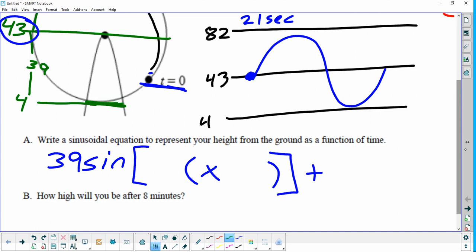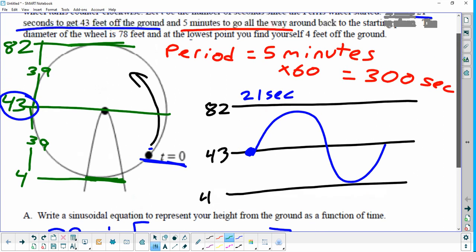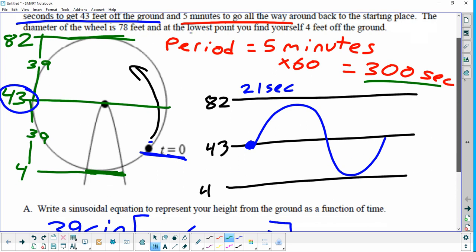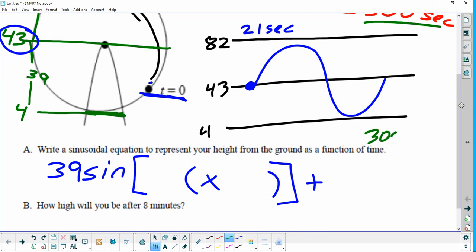So B is the period changer. The formula for that is 2 pi over B equals period. Period equals 2 pi over B. The period's 300. So to solve for B, we get 2 pi divided by 300. B is 2 pi divided by 300. You could have reduced that, but you don't have to.